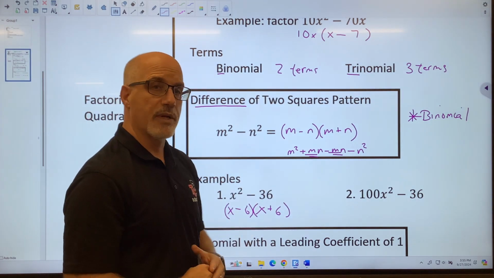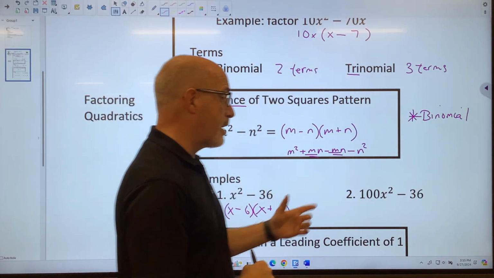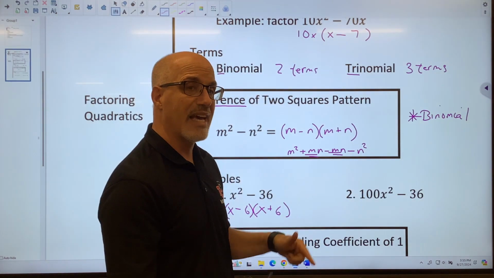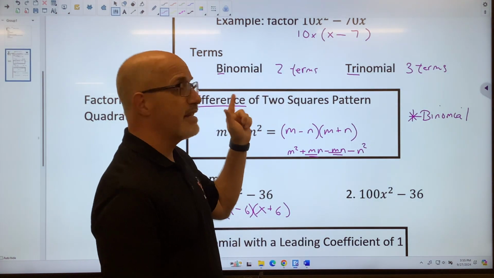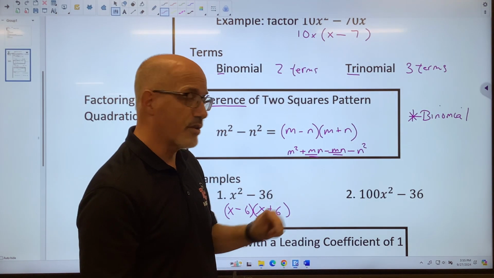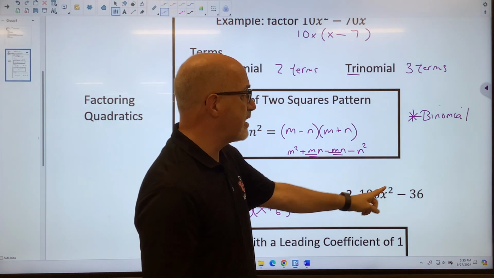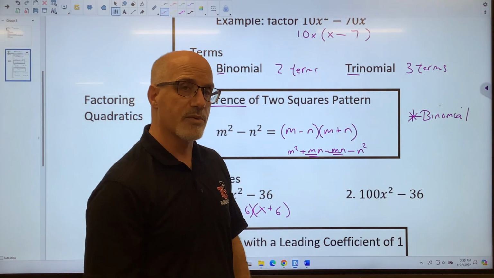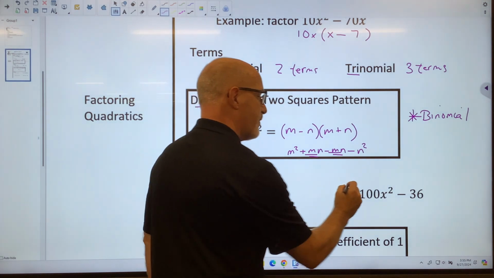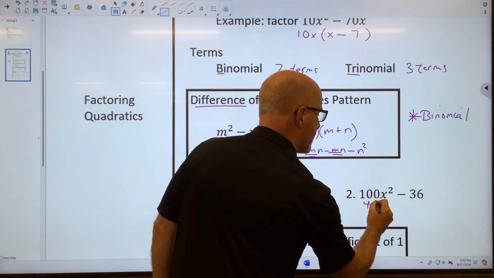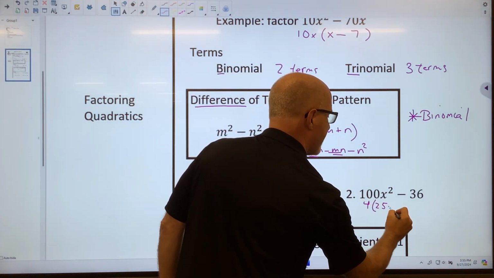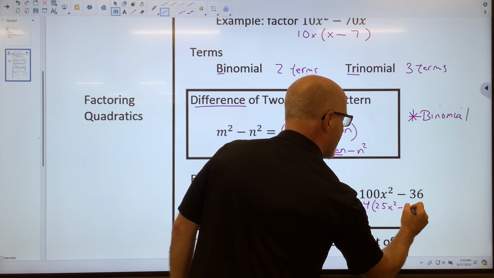All right, now this next one looks like difference of two squares, and it is, but don't forget, you've got to look for that GCF first. That's your first rule, to look for the GCF. And both of these have a 4 that goes into them. So you've got to take out the 4 first. So 4 comes out, and you're left with 25x squared minus 9.